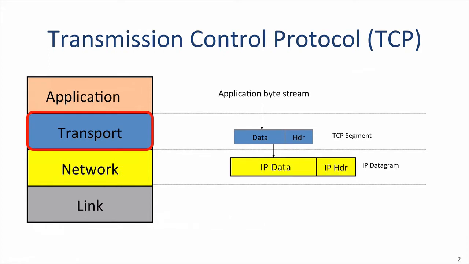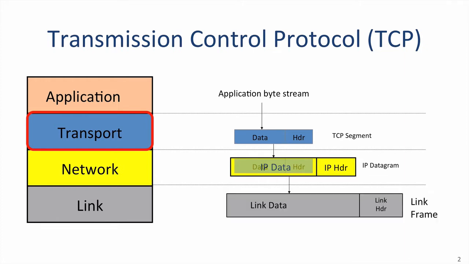TCP places these bytes into a TCP segment and then takes it from there. TCP hands the segments to the IP layer, which encapsulates it into an IP datagram. The IP addresses are added. The IP datagram is handed in turn to the link layer, which builds the link frame, adds the link address, for example the Ethernet addresses, and then it sends it onto the wire.